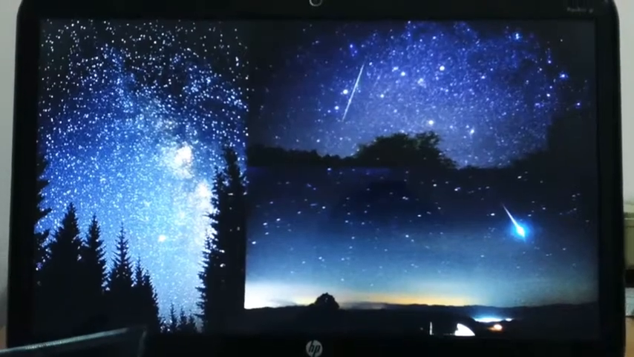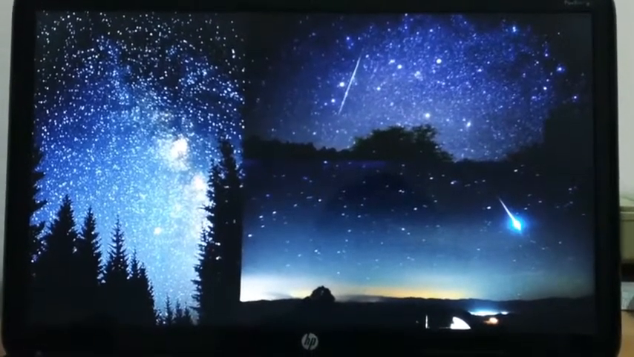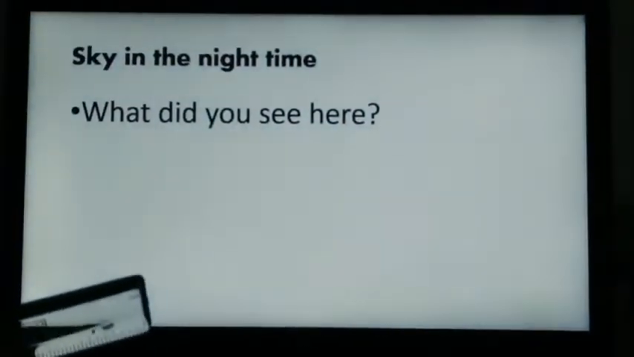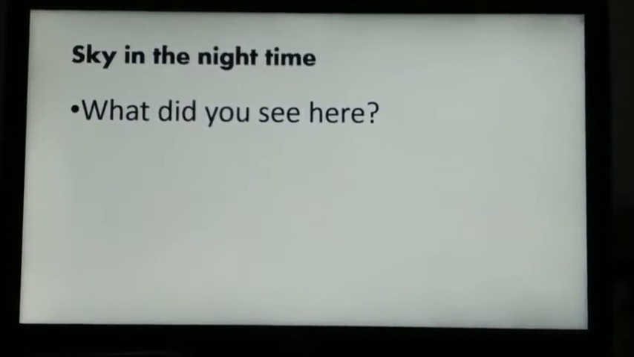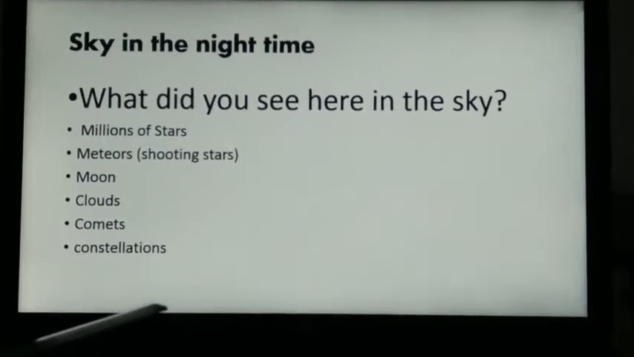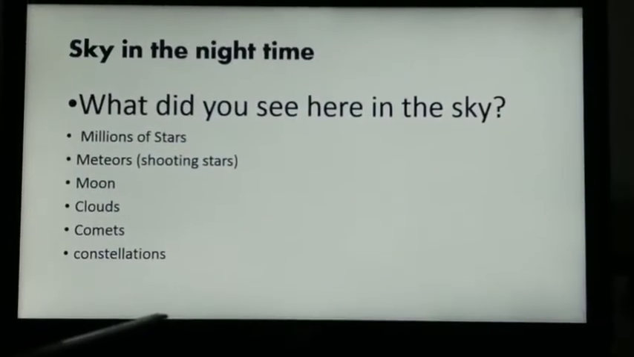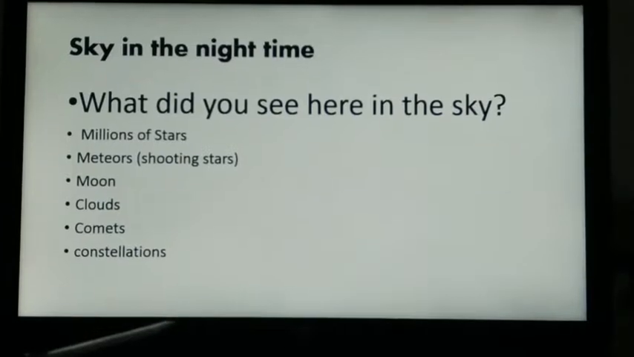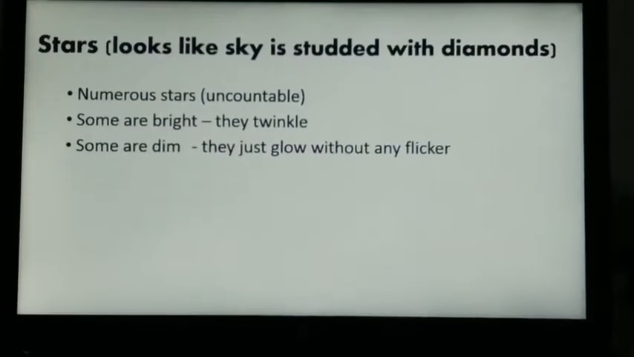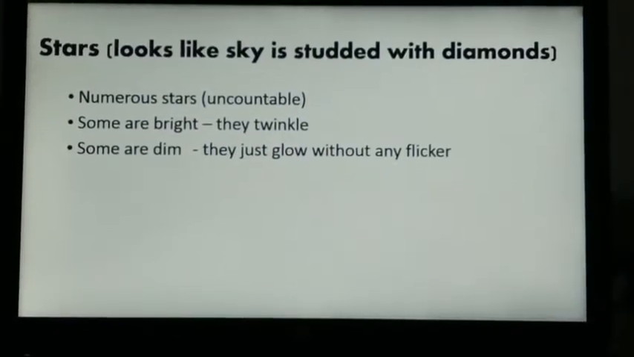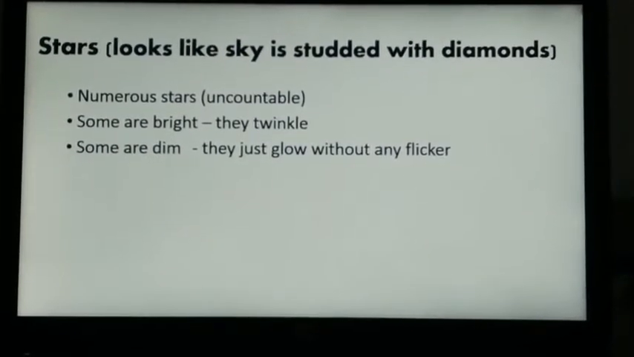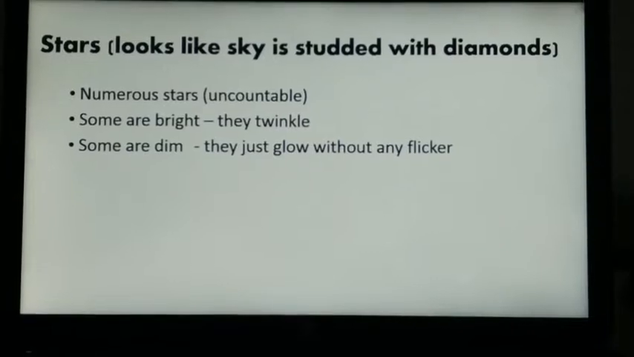Here are a few more images of the night sky taken from various parts of the world. In the night time, what did you see here? Millions of stars, meteors, which are called shooting stars, moon, clouds, comets, constellation, whatnot. Stars look like sky is studded with diamonds. Numerous stars, there are uncountable numbers in the night sky. Some are bright and they twinkle.